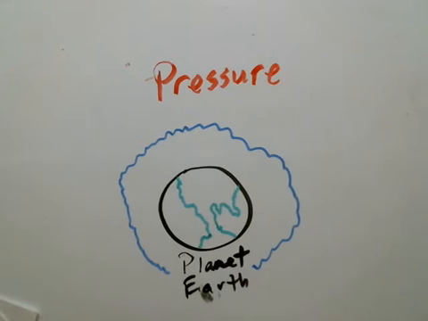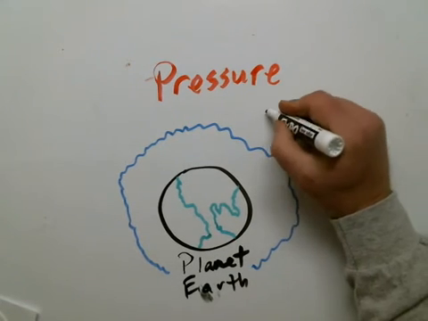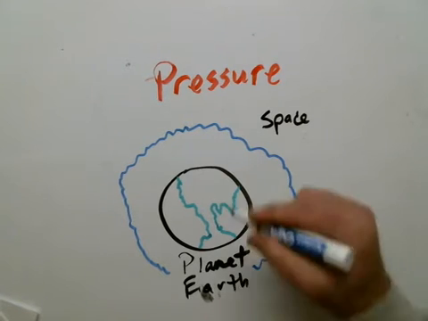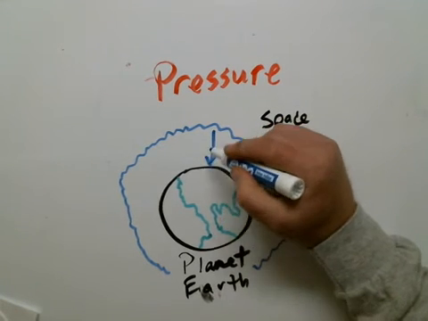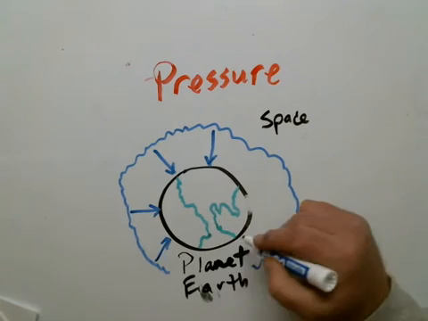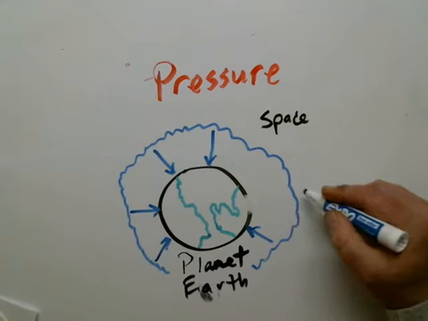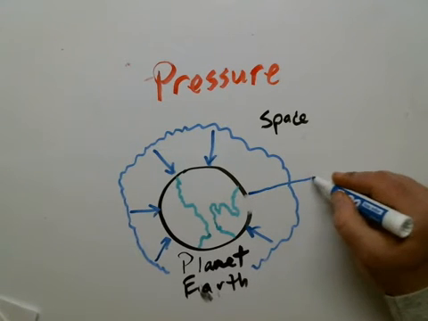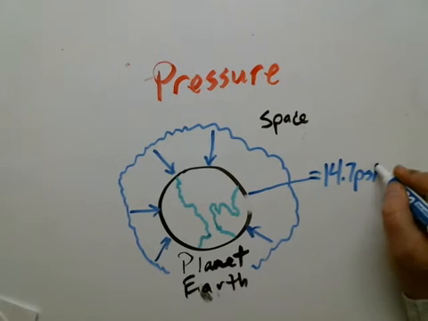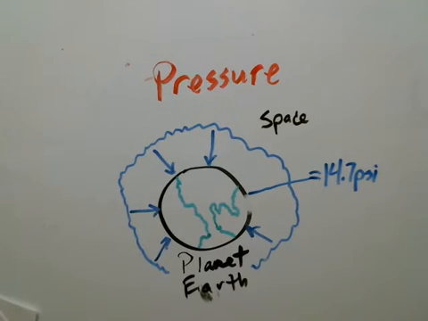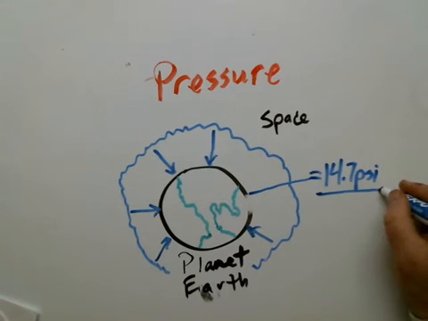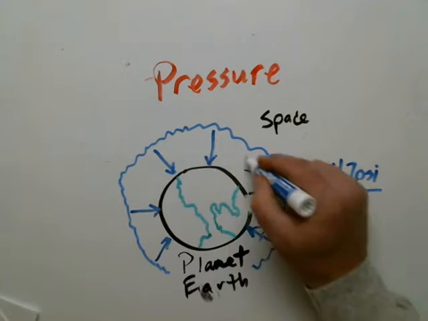And if I get out here, I'm in space, and they call it the vacuum of space. The reason they call it the vacuum of space is our atmosphere is pushing down on us. And if I was to measure that atmosphere, it's equal to 14.7 psi. So even when I depressurize a piping system, it still has all of this pressure in it.